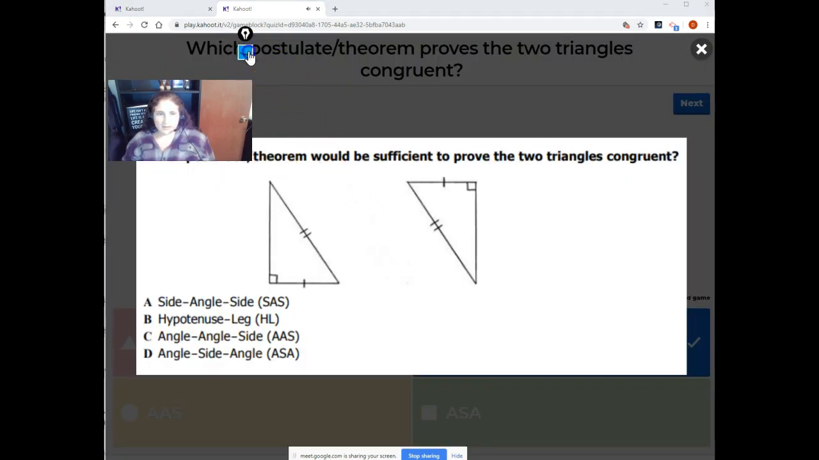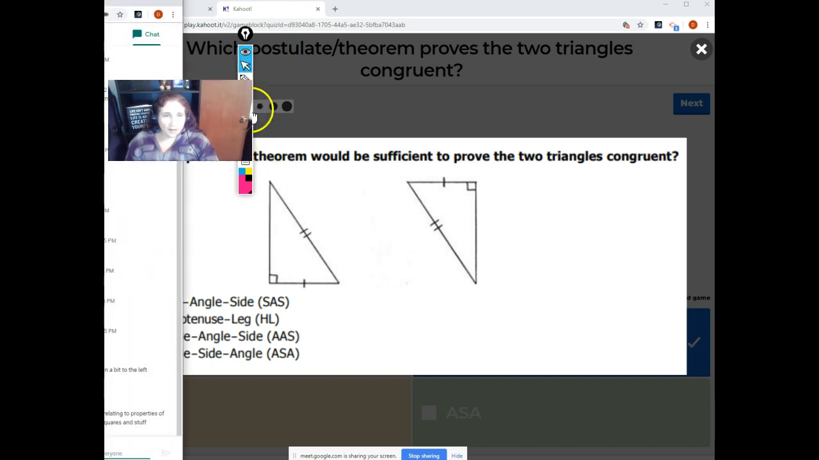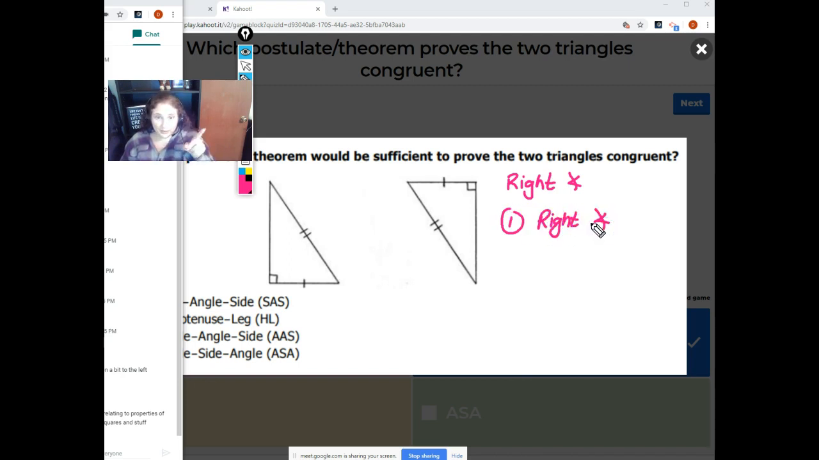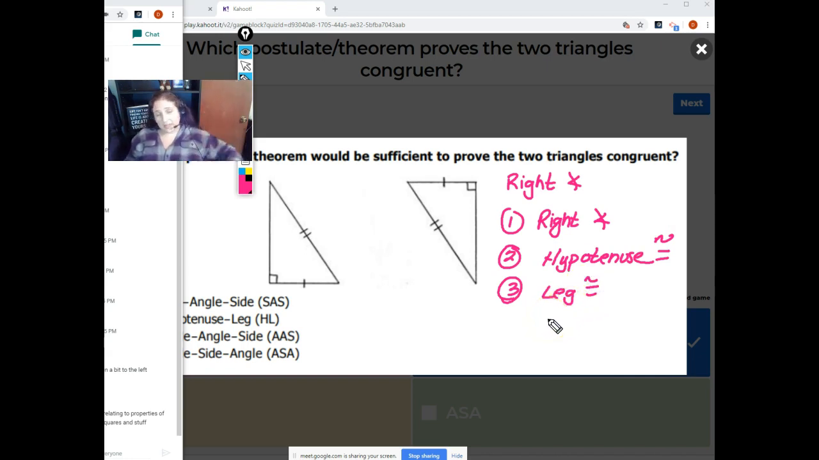Good. Let's take a look at this. First of all, anytime that you see a right angle, you need to ask yourself 3 questions. First, is there a right angle? Obviously, there is. The second question is, is there a hypotenuse? And the third is, is the hypotenuse congruent, and is a leg congruent? If it meets those standards, then you know you have hypotenuse leg. If it doesn't meet those standards, then you might have to do something else.